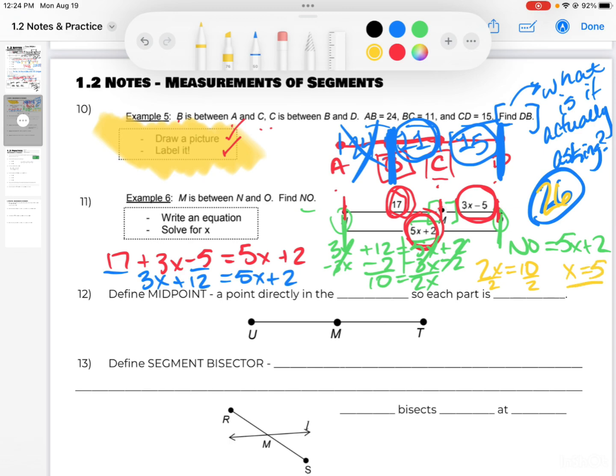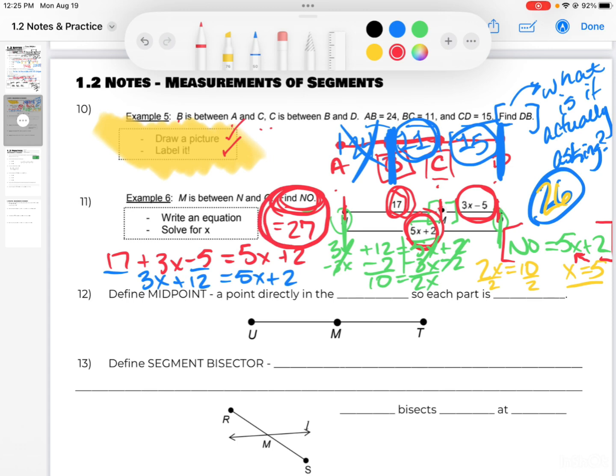Did the problem ask me for x equals? No, it said to find NO. But to find NO, I had to find x first. So this is what NO equals, 5x plus 2. I would plug the 5 in for the x. That would be 5 times 5, which is 25, plus 2 equals 27. That's my final answer.